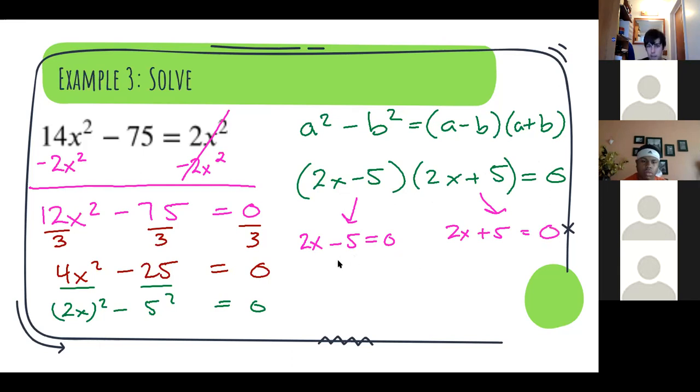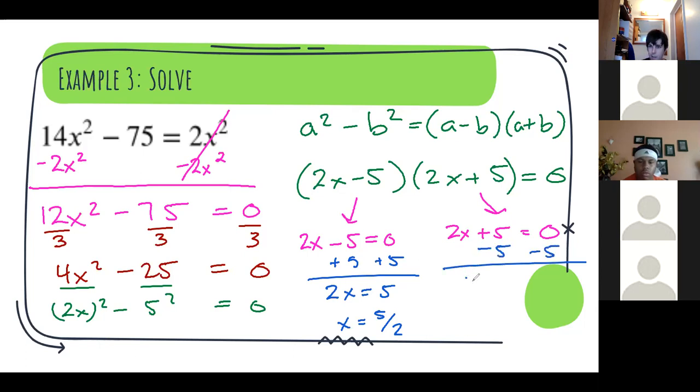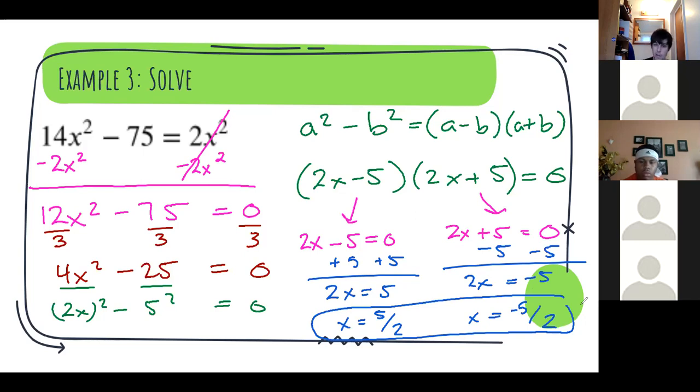So when I solve this one, I have to add 5 to both sides. I get 2x equals 5, and then I divide by 2, and I get x equals 5 over 2, or 2.5 if you prefer that. And over here, the only difference is I have to subtract instead of add. So I'm going to get a negative number instead of a positive number. And then divide by 2 again, I get negative 5 over 2. So very similar solution, just one's positive, one's negative, but really the same number. And there we go, that's it.